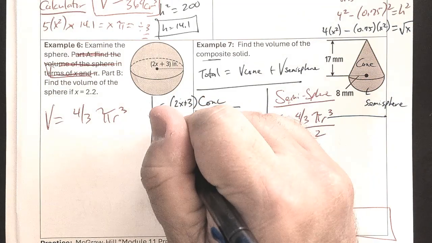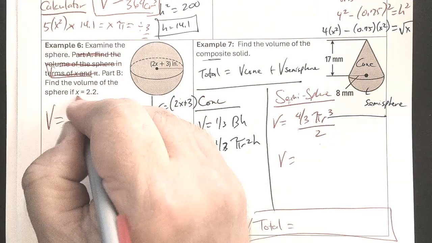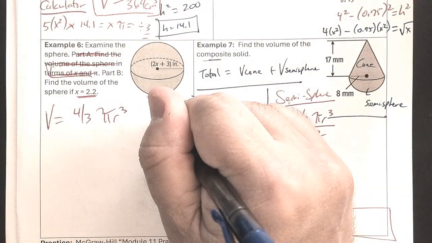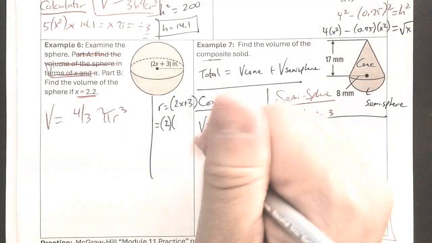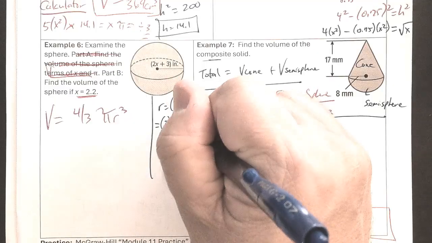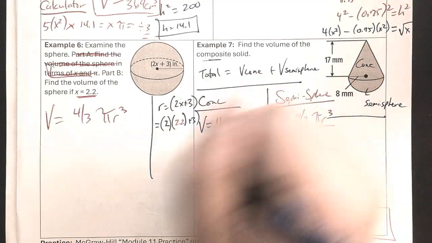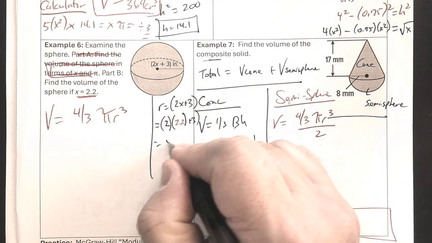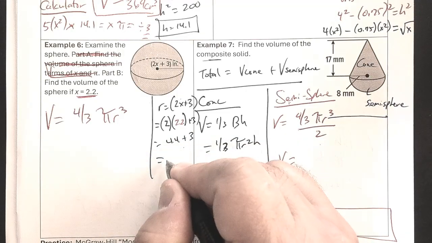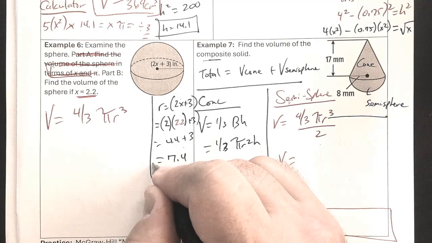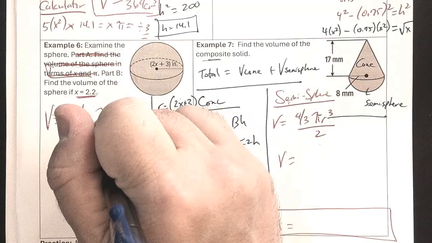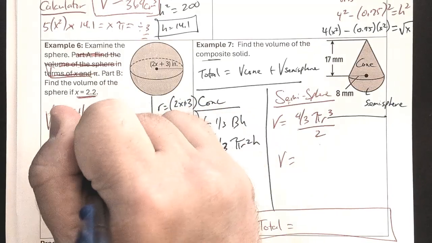All right, now they tell us x is 2.2. So 2 times 2.2 plus 3. It's kind of all together, but 2 times 2.2 is 4.4. Then you add the 3. 4.4 plus 3 is 7.4, so that is our radius. So we got 7.4 cubed times pi, and then it's 4/3 of that.